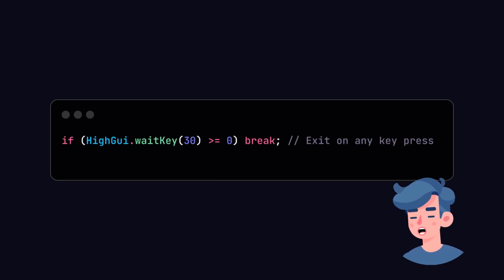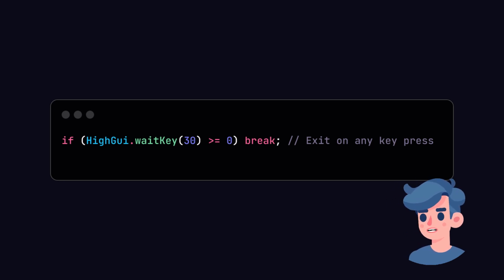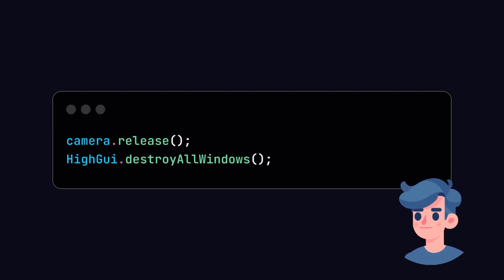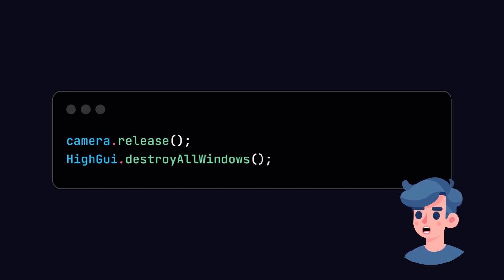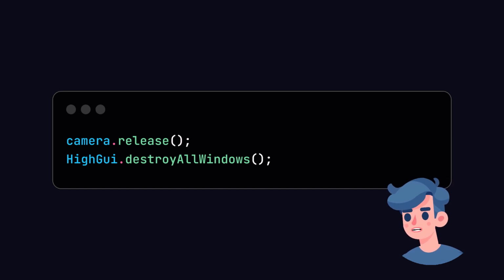To keep the loop running smoothly, we need to check for keyboard input to exit the loop. Let's add a key event handler. Finally, we need to release the camera and destroy all OpenCV windows when we're done. Right before the end of the main method, add the following code.